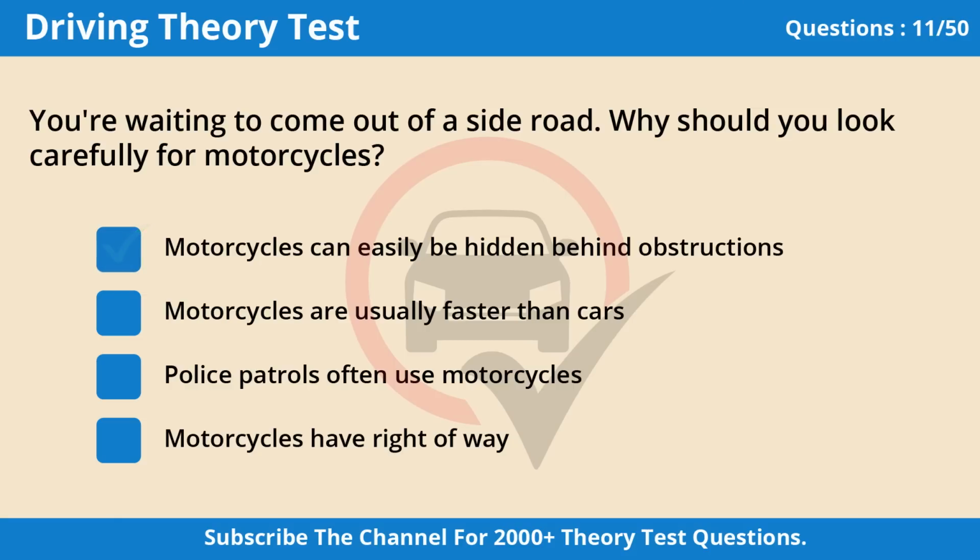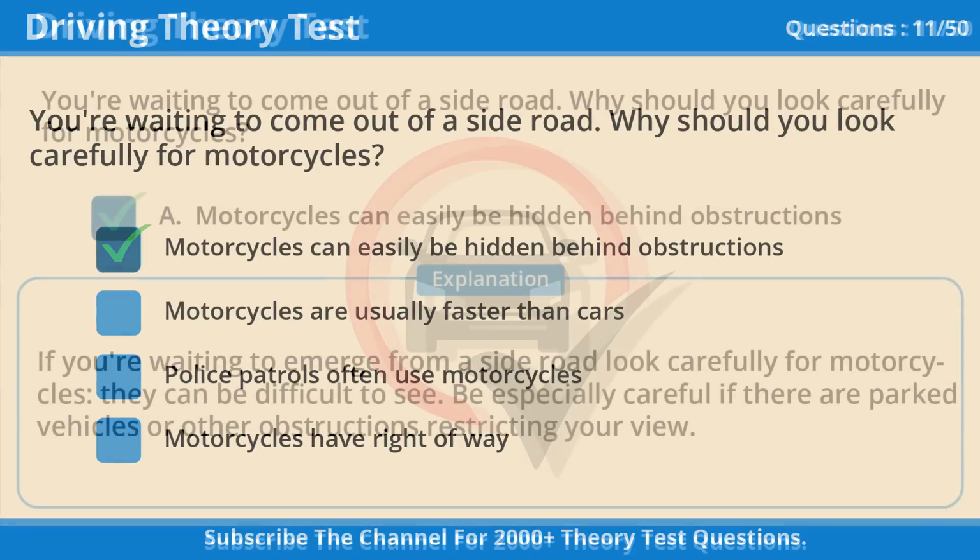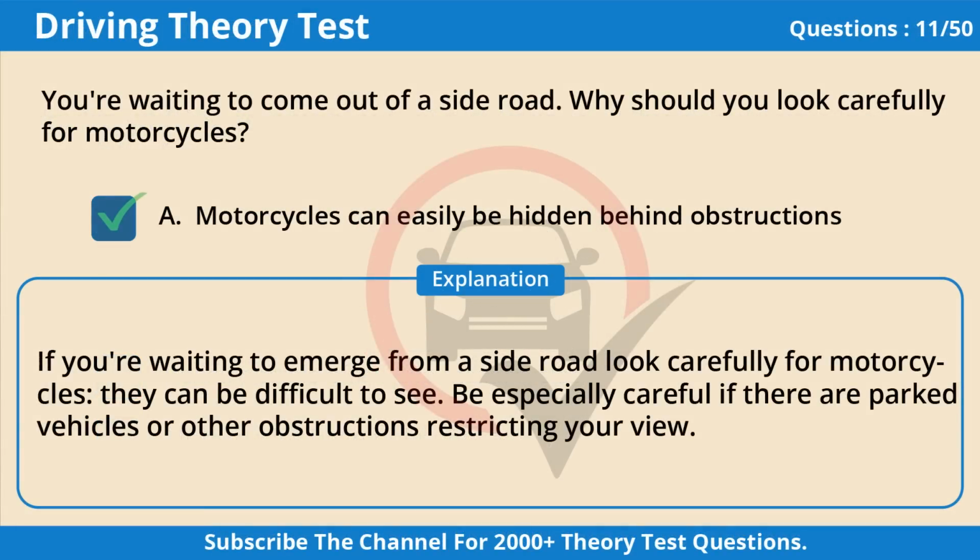A. Motorcycles can easily be hidden behind obstructions. If you're waiting to emerge from a side road, look carefully for motorcycles. They can be difficult to see. Be especially careful if there are parked vehicles or other obstructions restricting your view.